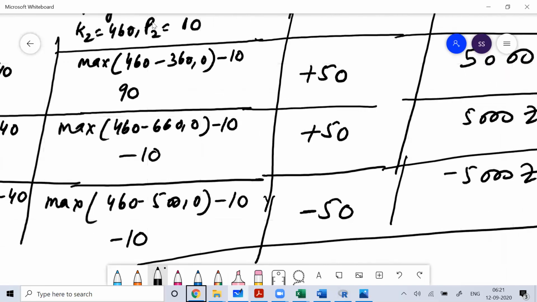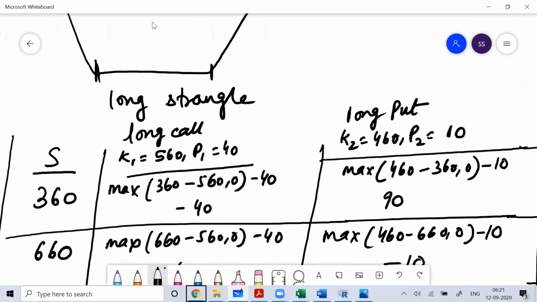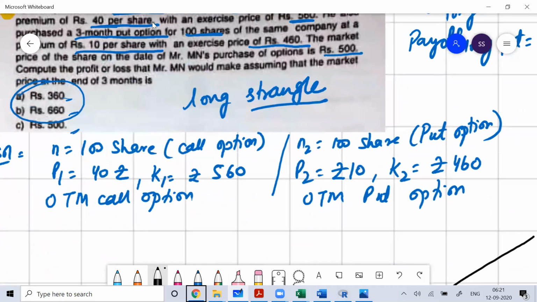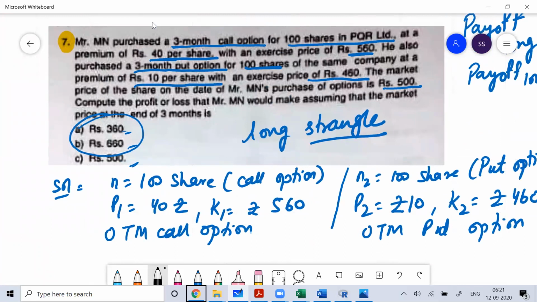This is what you need to do for this problem. You need to understand this part when you see this. So you took a long call at 560. At 360 you do not exercise, you lose 40 rupees. At 660 you will exercise, so you will get 100 rupees, but you already paid 40 rupees premium, so your net profit would be 60 rupees. At 500 you will not exercise, you lose 40 rupees.